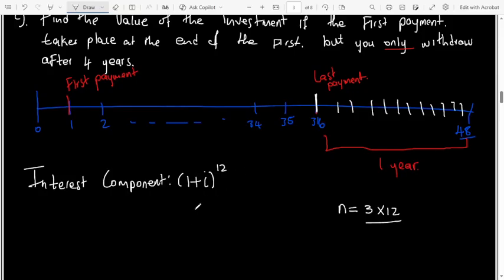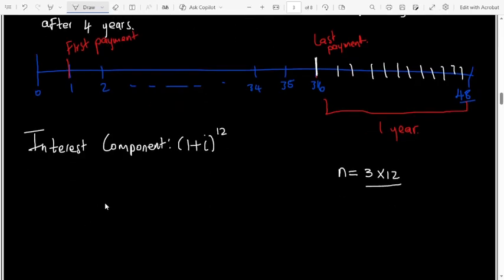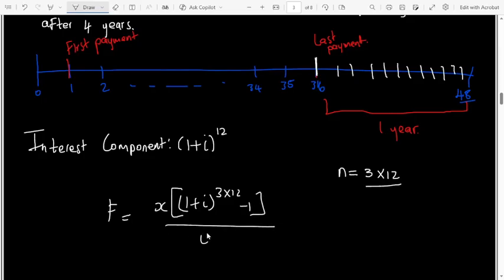Remember, this is an investment with monthly payments, so the formula is the future value. So this will be X into 1 plus I to the power 3 times 12, minus 1, and this is over I. Remember, multiply that by the interest component.